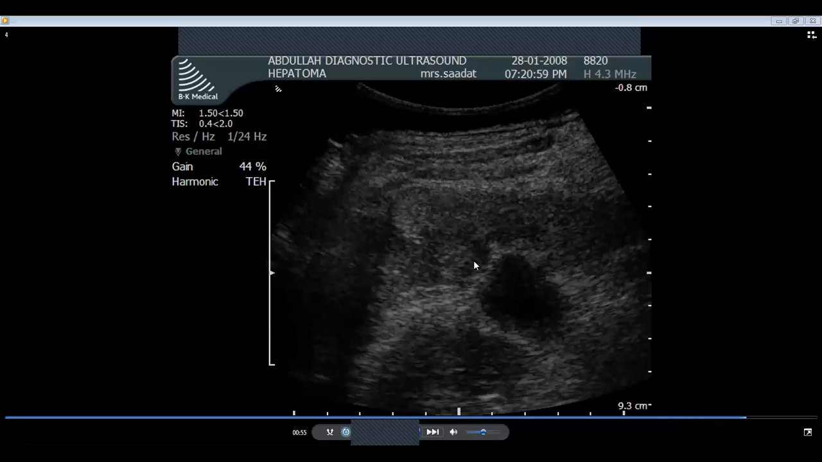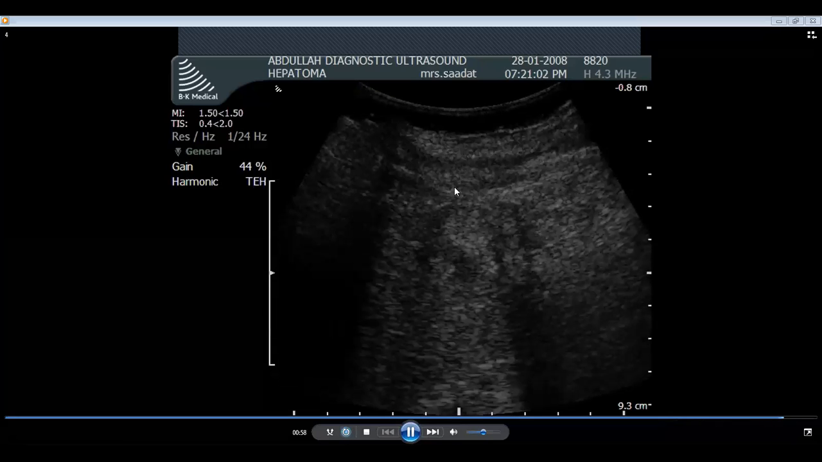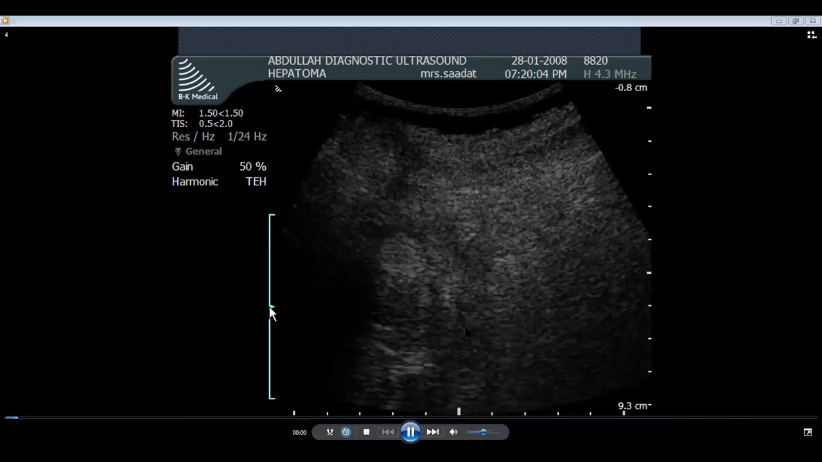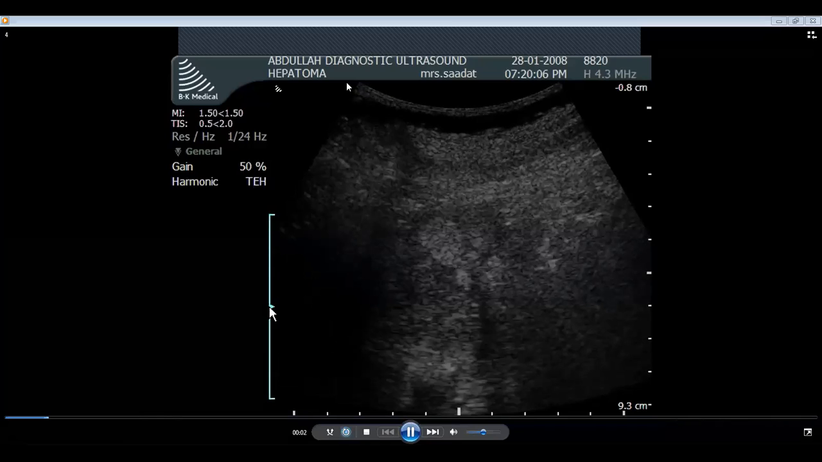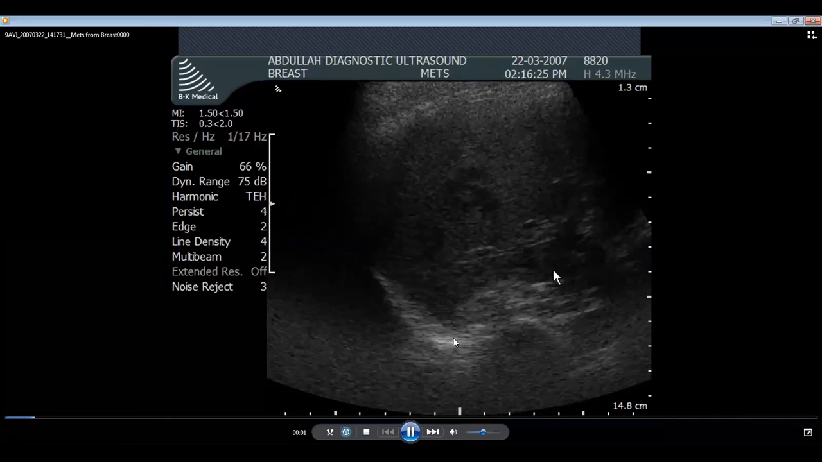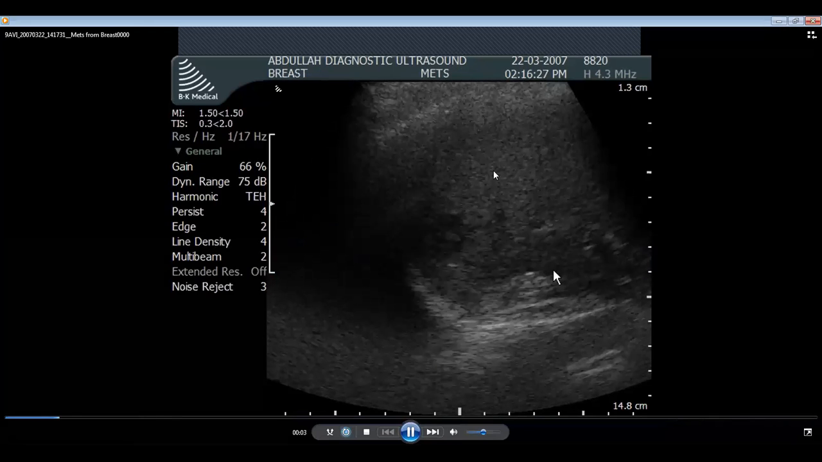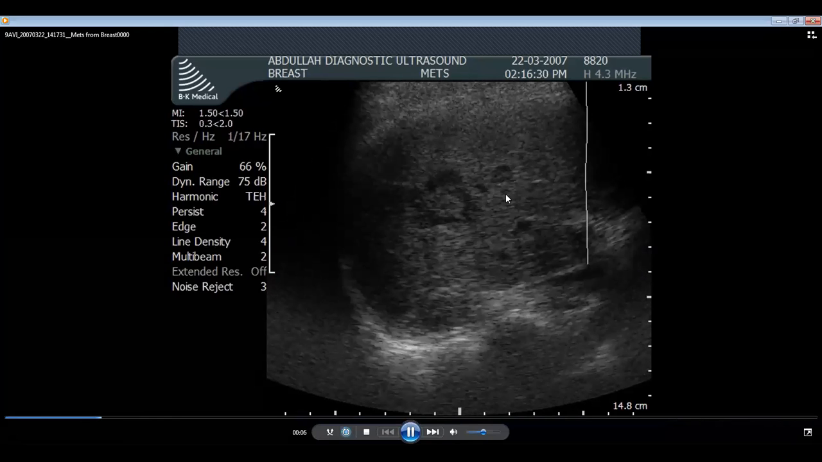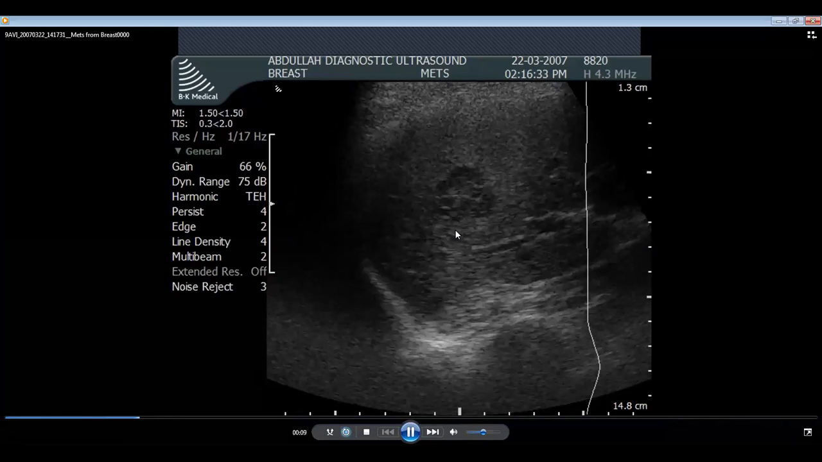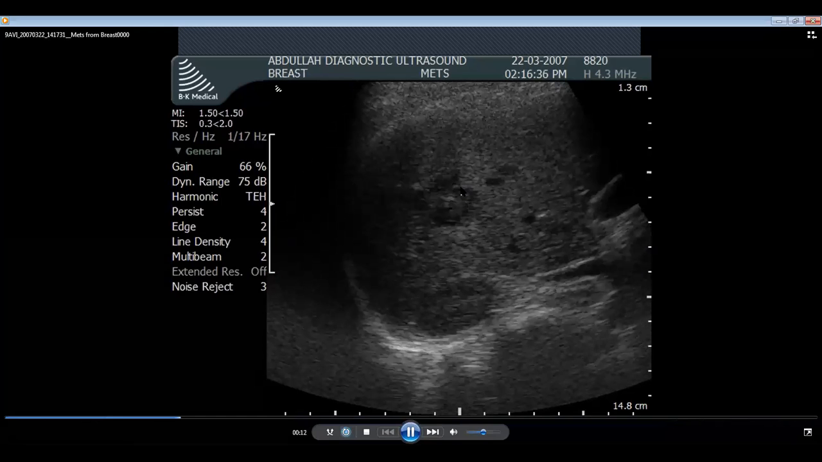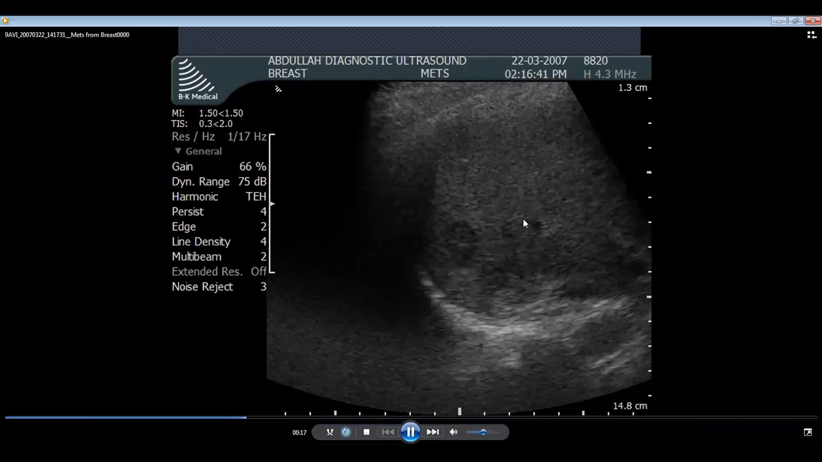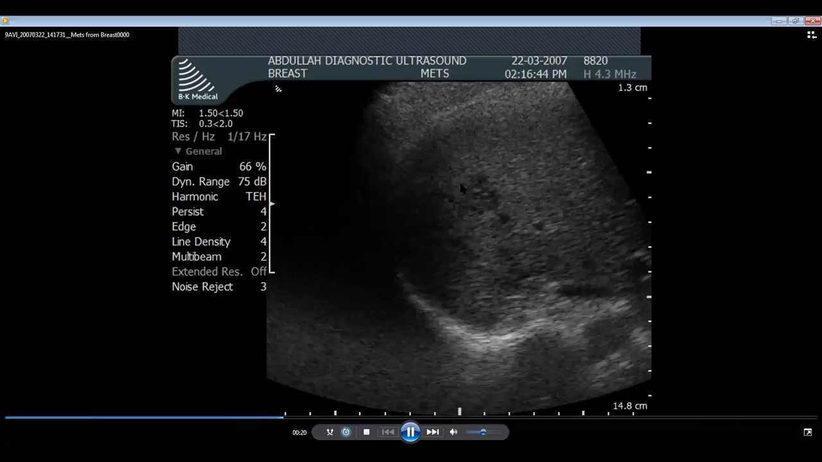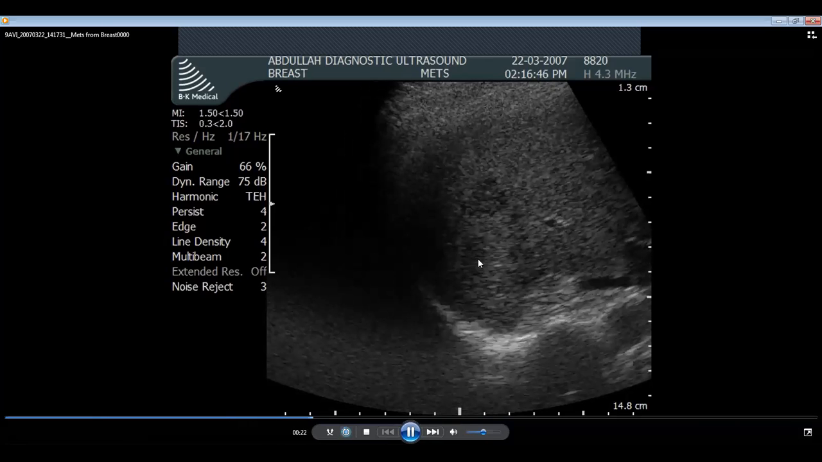So malignant growths will have a halo, a black halo all around. Look at this as well. There you see multiple metastatic deposits, and each is surrounded by a black zone. So malignant growths, they have these black infiltrating halos around.